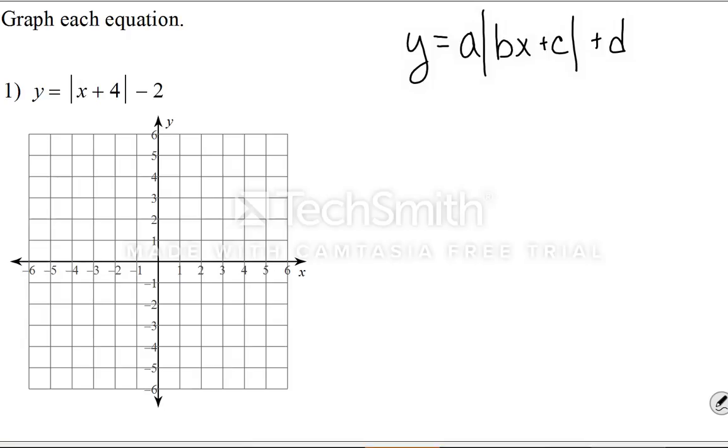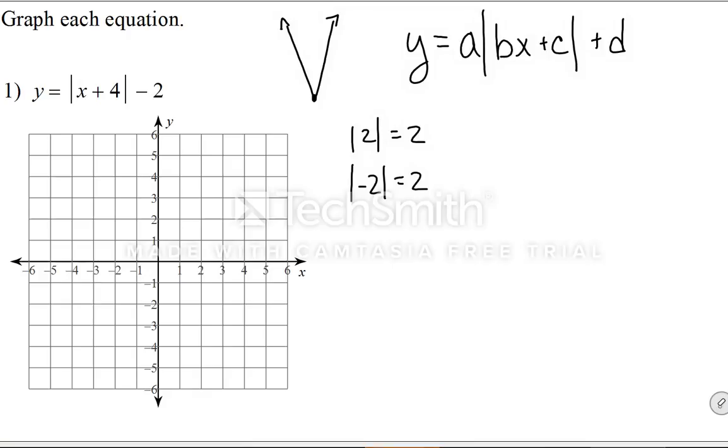So with an absolute value equation, we know that it's going to look like a V, because absolute value has symmetric properties to it. Because if I put the number 2 in, I get 2 out. The absolute value of 2 is 2, but the absolute value of negative 2 is also 2. So because of the symmetric properties of absolute value, that is why it looks like a V.